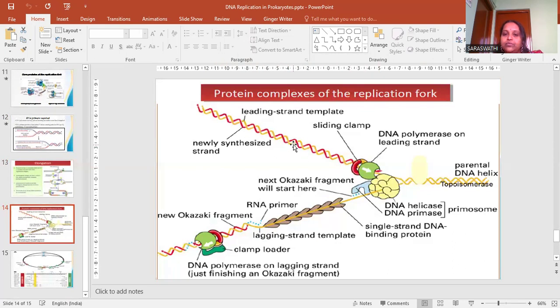Once the DNA polymerase recognizes the termination sequences, the primers are removed by another kind of DNA polymerase, that is DNA polymerase 1. It will remove the primers and the gap will be filled with the help of the DNA ligase enzyme. Okay. So the helicase and primase together we consider as the primosome here. As we discussed, the single strand binding proteins avoid the rewinding of the separated DNA strands, and the clamp loader is a part of DNA polymerase.